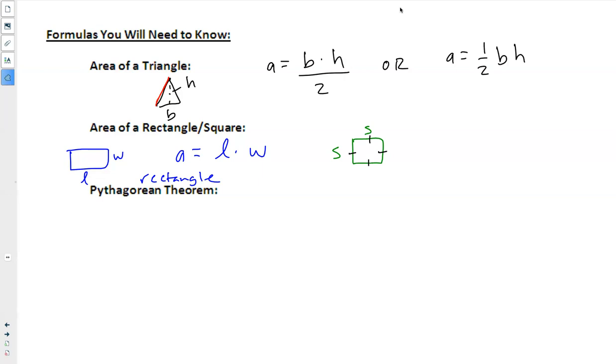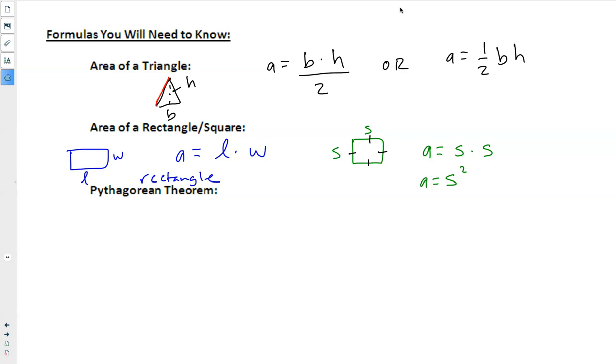Okay, to find the area of a square, you could multiply the side length by the side length, similar to what we did for a rectangle. Or if we wanted to simplify this, we could say surface area is equal to the side length squared, because they're the same term in a square.